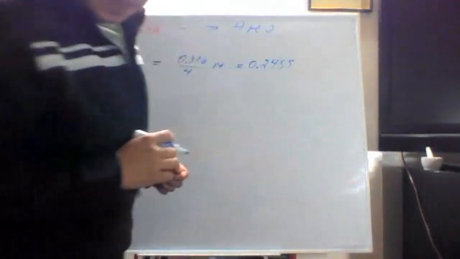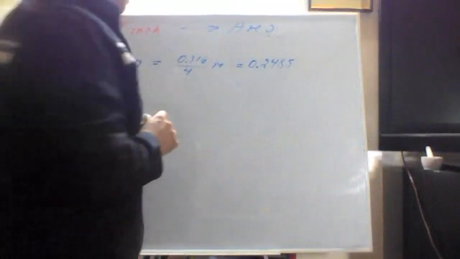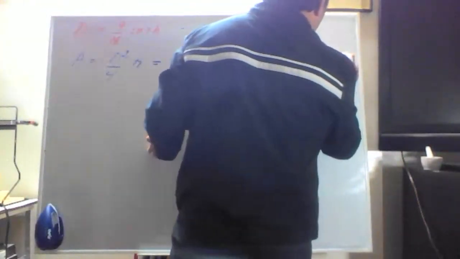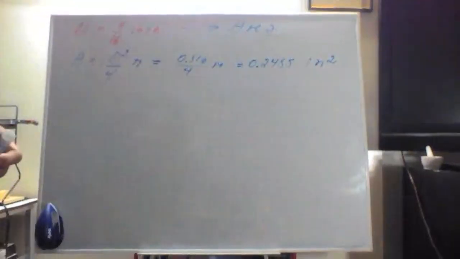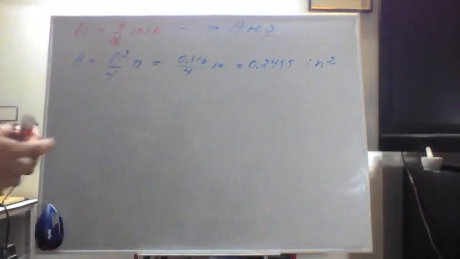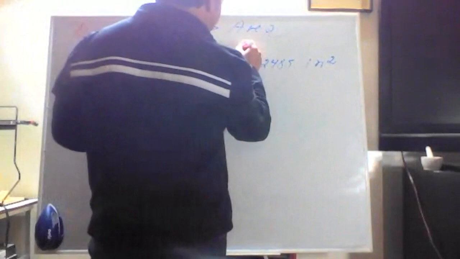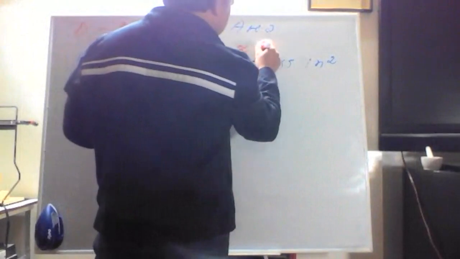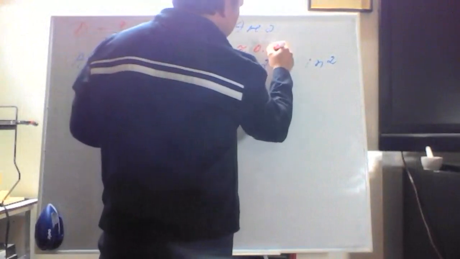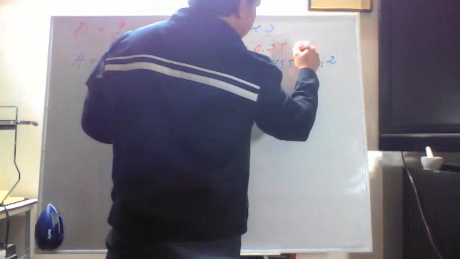So we got 0.2485, about 0.25 square inches. And when we are doing the calculation, we could round it off. You can say this is 0.25 inches squared approximately.